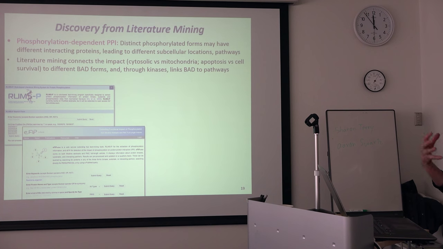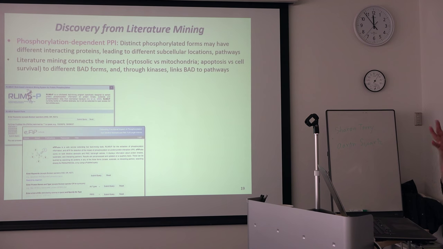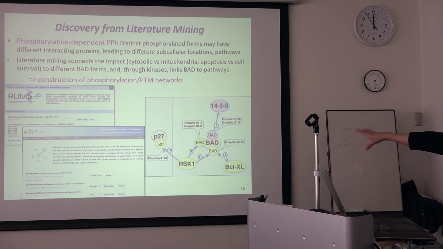The idea is that once we have all this information together, we can start building a network that brings the information content together. We know that different phosphorylation-dependent PPIs have different distinct properties. They will go to different subcellular locations. They may be involved in different pathways. By connecting the kinase substrate relationships and PPI information, we can build a network like this, where in this example a protein has different phosphorylated forms, different kinases are responsible for phosphorylating them, and they may have different interaction partners. So we can start building this kind of phosphorylation PTM network that involves kinases, substrates and interacting partners.